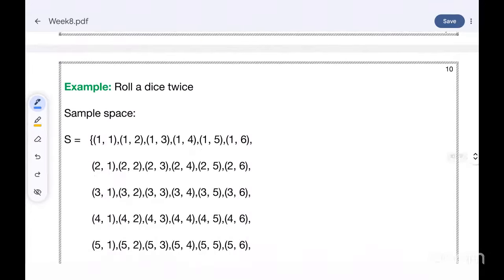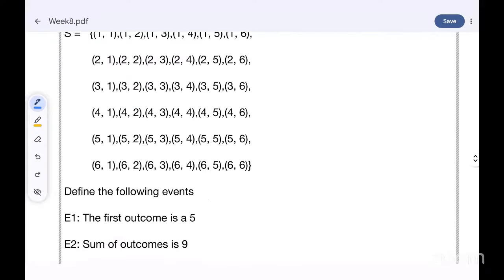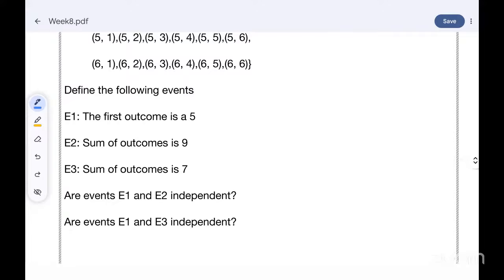Now let's look at an example. This is rolling a dice twice, the same example we considered earlier. We know this is the sample space. Now we have the following events. The first event is the first outcome is a 5. The second event is the sum of outcomes is 9. And the third event is the sum of outcomes is 7. Now the question is, are the events E1 and E2 independent? Are the events E1 and E3 independent?